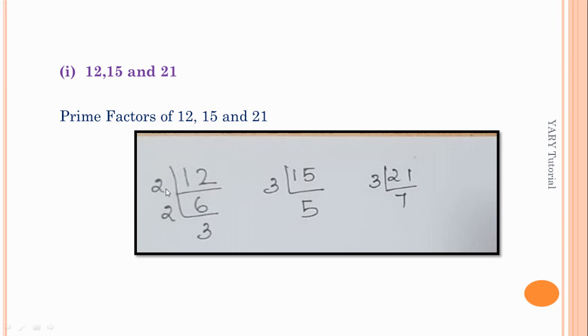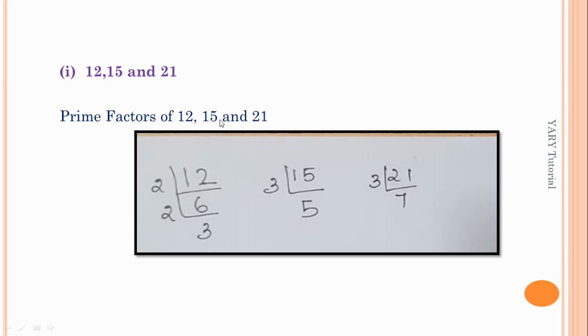Prime factors can be found like this. Take 12 and divide it by the least prime factor, that is 2. You will be left with the quotient 6. Again, divide it by 2, and we get 3 as the quotient. 3 is a prime number, so we cannot divide further and we stop here. So the prime factors of 12 are 2 into 2 into 3, or 2 square into 3.